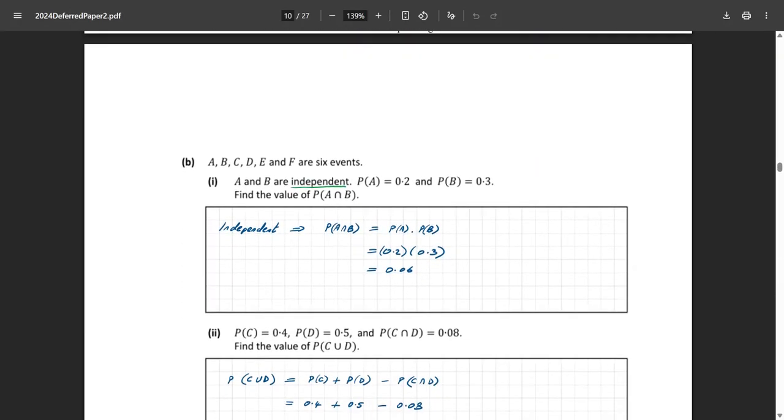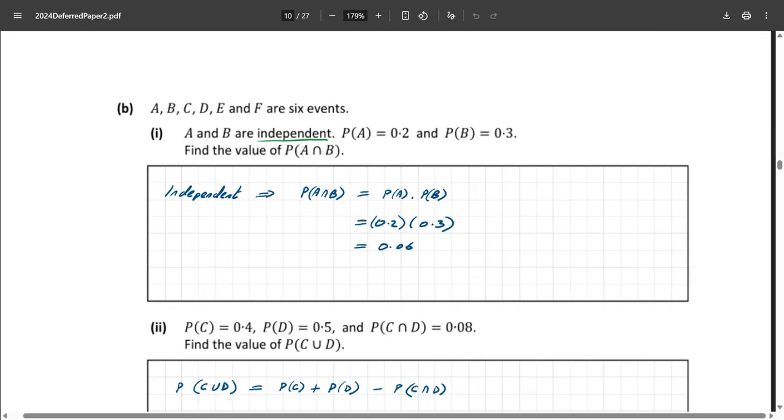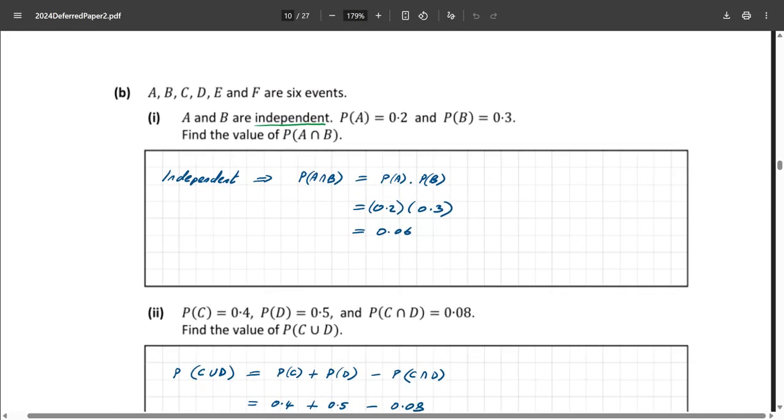Next part. Lots of trigger words here to look out for in an exam question, in any exam question, and this is no different. They are independent events, A and B, and that's always a trigger, that word independent, in these questions. It means a formula which is not in the tables. You have to know this formula. For independent events, the probability of A intersection B is always the probability of A multiplied by the probability of B. And that's all that's required here. You're given those two probabilities, so you just multiply them according to the formula, and you get an answer of 0.06.